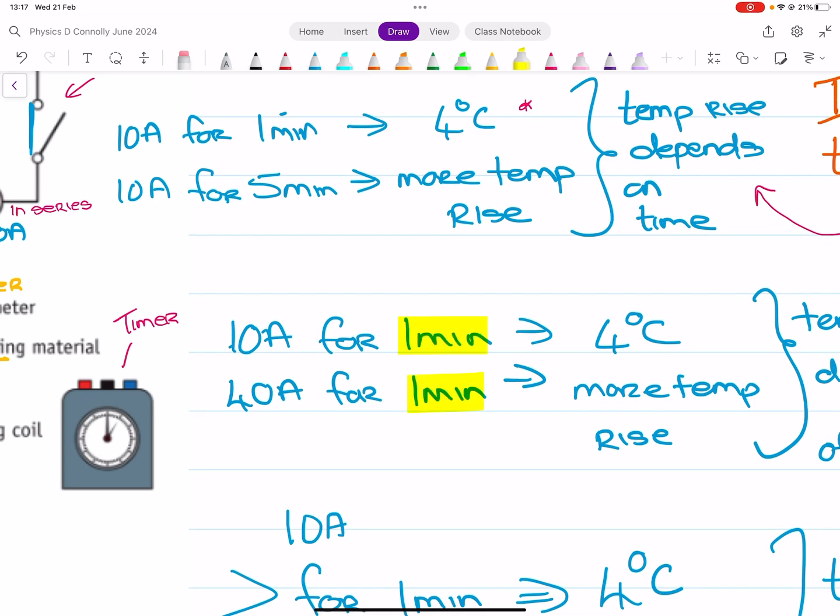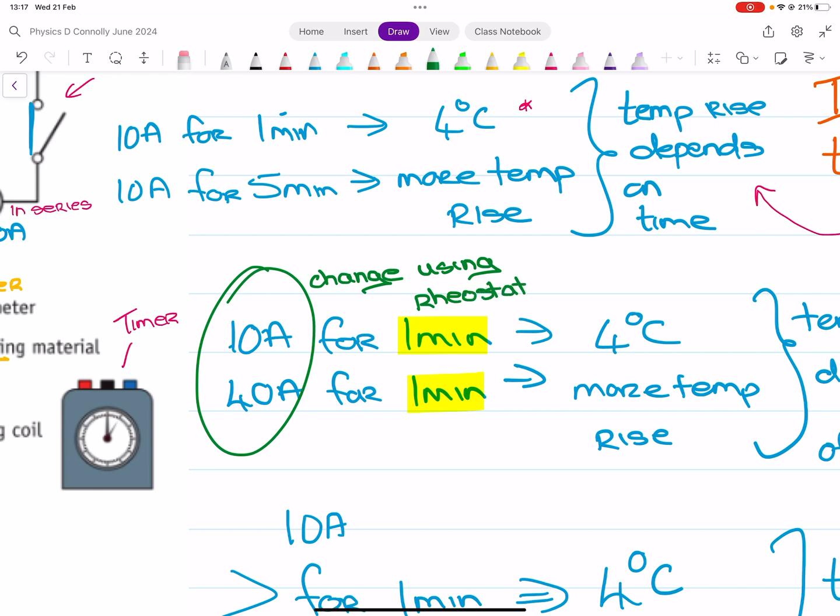So you keep the time the same, you keep the coil the same, but this time we change the current. How would we change that? We would change it using the rheostat. So if you want the current to increase, you're going to have to turn the resistance down. So you decrease the resistance and that will cause an increase in the current. It's going to write C.